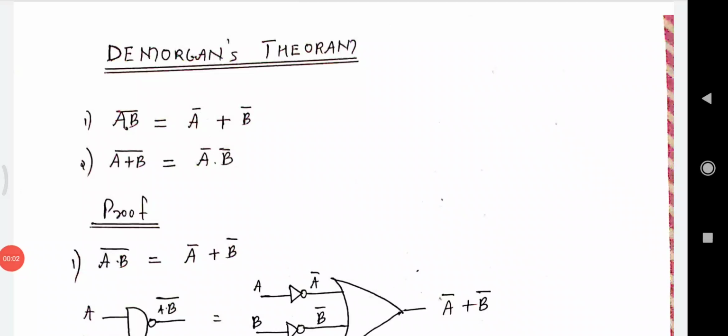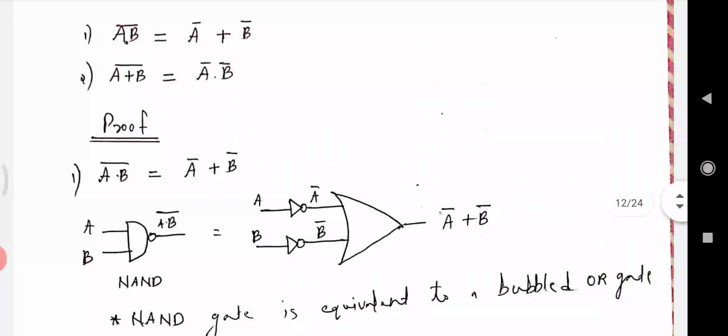Dear students, our next topic is De Morgan's theorem. The first is (AB) the whole bar equal to A bar plus B bar. Second is (A plus B) the whole bar equal to A bar into B bar. And now we are going to the proof.